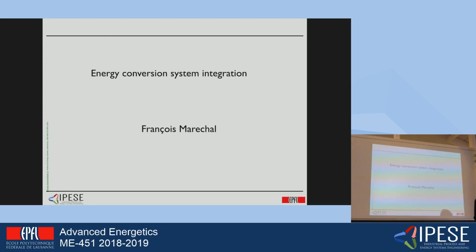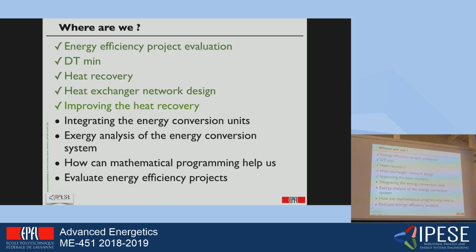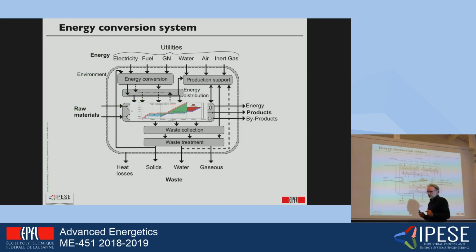Let's go. So where we were up to now is, we have been able to define the best way to do heat recovery inside the system and reduce the minimum energy requirement, which was mainly the heat requirement. So what we are going to do now is look at the way we are going to convert the energy that we buy into the energy that we need. And we have seen that we need energy in the form of heat.